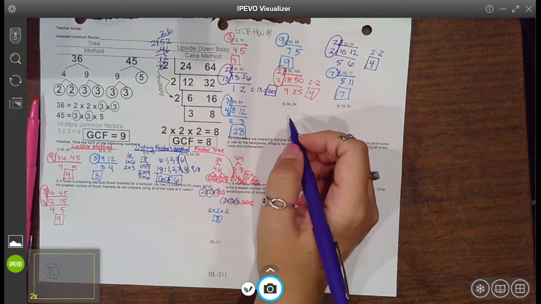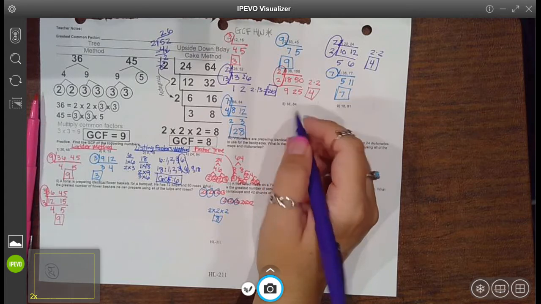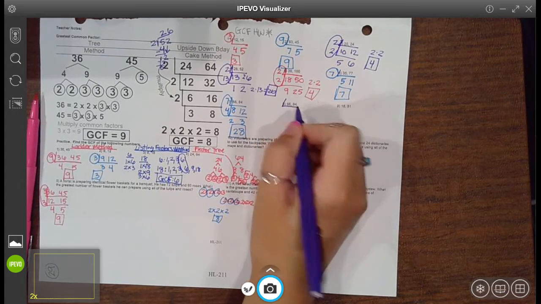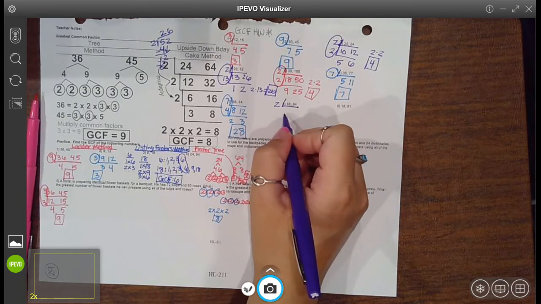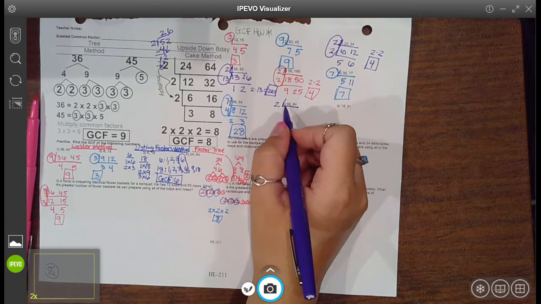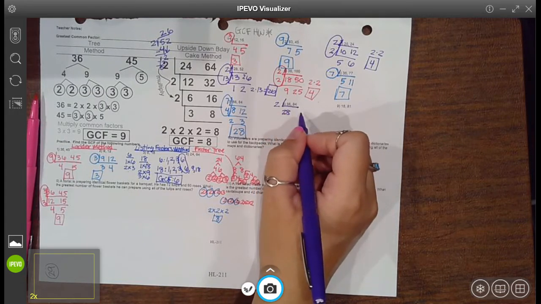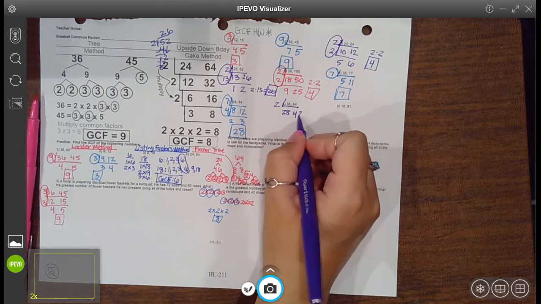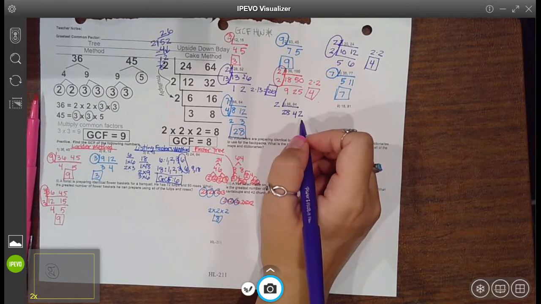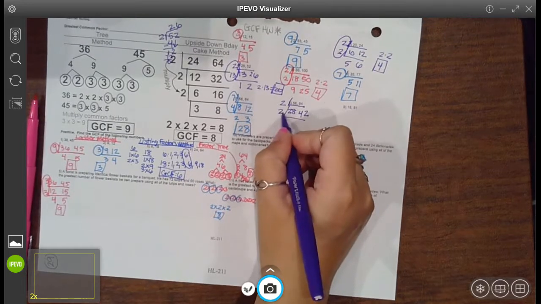Okay, 56 and 84. Does something seem wrong? Yeah, because it's the same problem we just did. So let's say I didn't see 7. Maybe some of you started with 2. Well, 2 times what is 56? 28. Okay, and 2 times what is 84? Well, half of 8 is 4, and half of 4 is 2, so 42. I can't think of anything that could go into both, but they're both even, so I know 2 can.